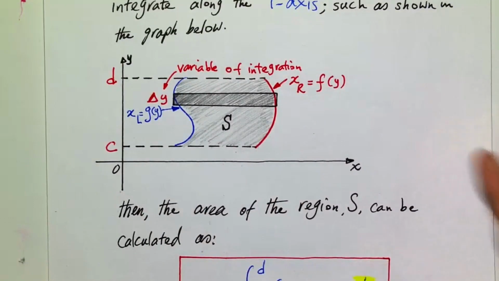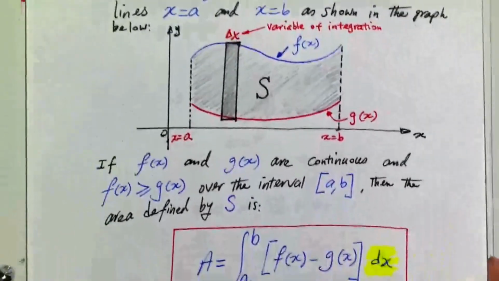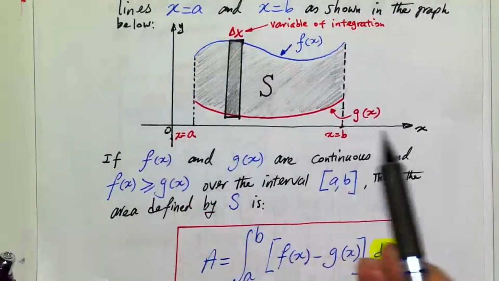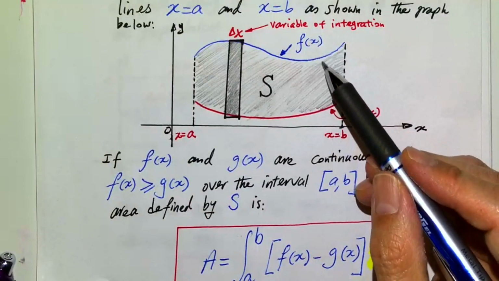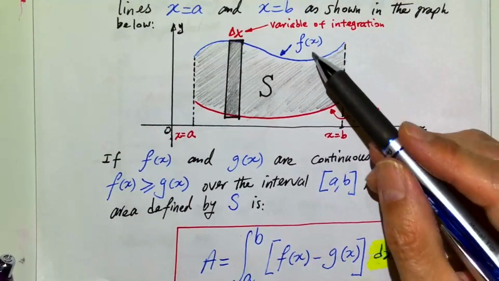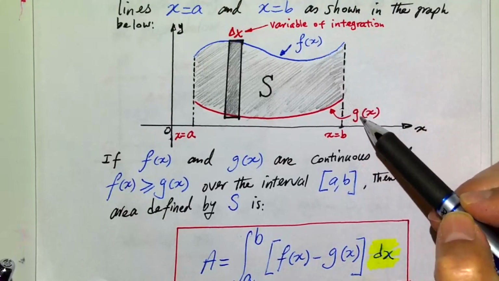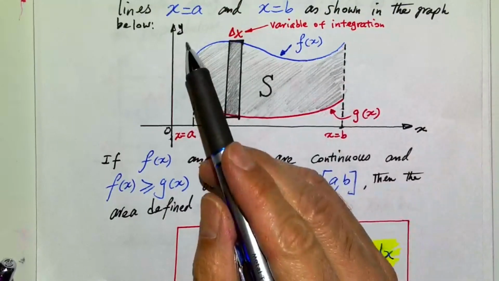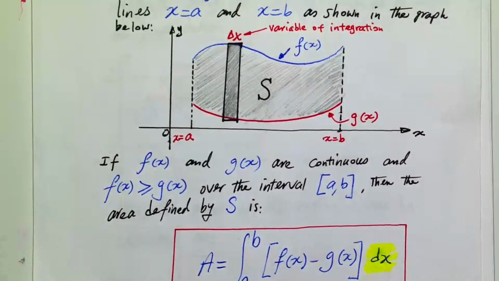Okay, so notice that when we integrate along the x-axis, both functions must be written in terms of x. In other words, x should be the independent variable, and f of x and g of x, or y, would be the dependent variable. That's typically the type of function we've dealt with, right?